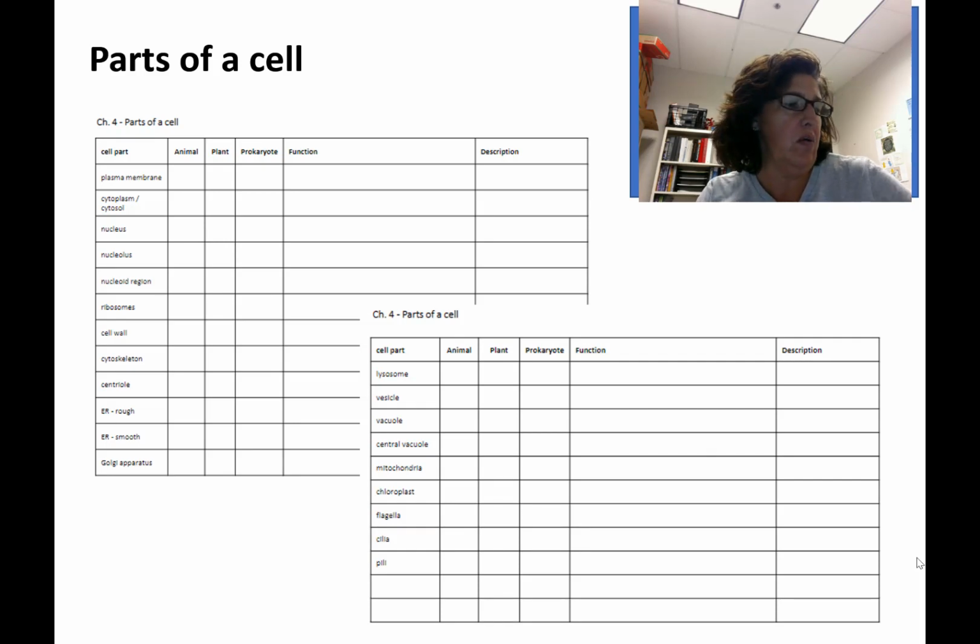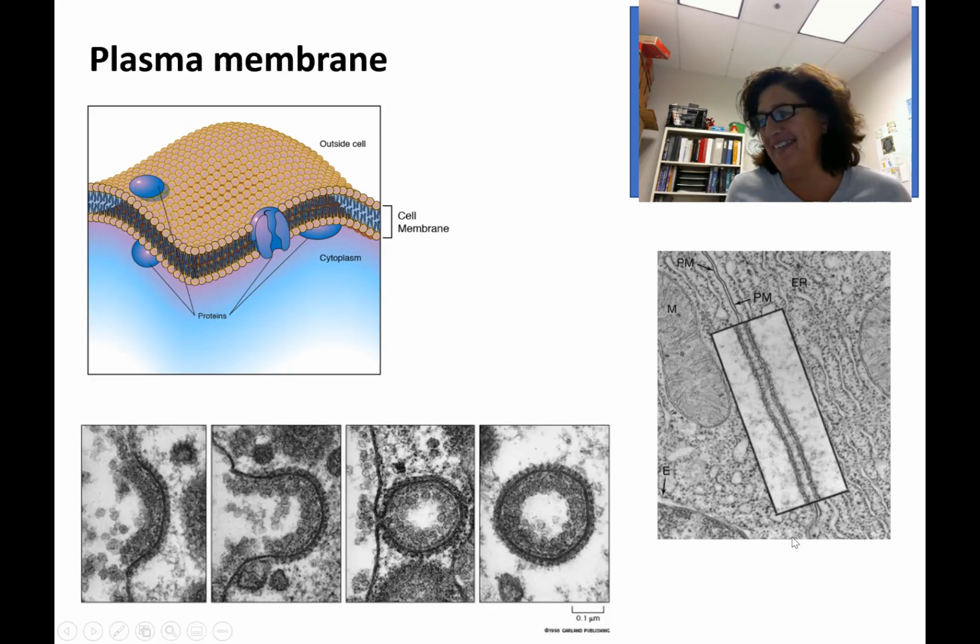Right, here we go with organelles part 1. Okay, so the first, where's my mouse? All right, here we go.